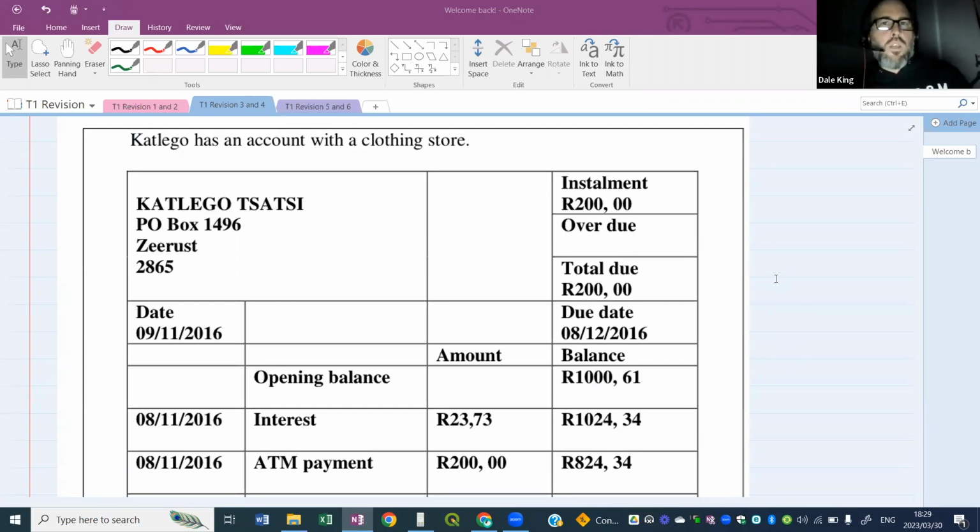Now, we're not talking about normal purchases here. We're talking about when you open an account at a store and you buy on account. You take the clothes without paying for them, you put them on your account, and you actually pay later. You pay little amounts every month towards what you've bought at the store. So you'll see at the top right hand side, there's this thing called the installment. That's the monthly amount that you have to pay towards what you owe the store.